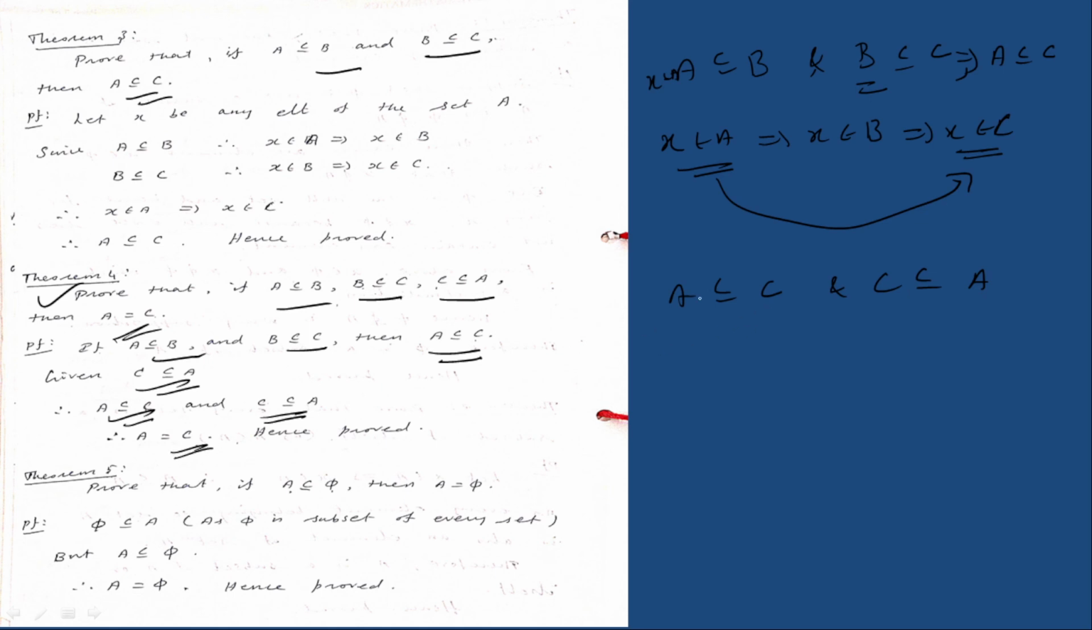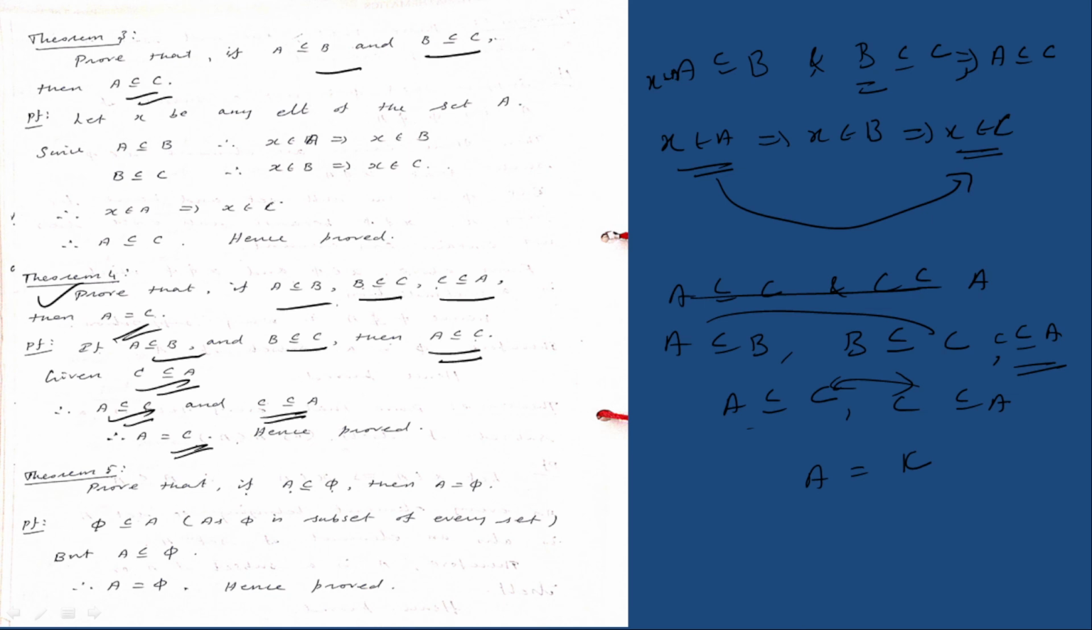So A is a subset of B and B is a subset of C, so from these you can write A is a subset of C. Also it is given that C is a subset of A, so now we can combine these. A is a subset of C and C is a subset of A. By definition, both sets A and C are equivalent. That is the equality of sets definition.